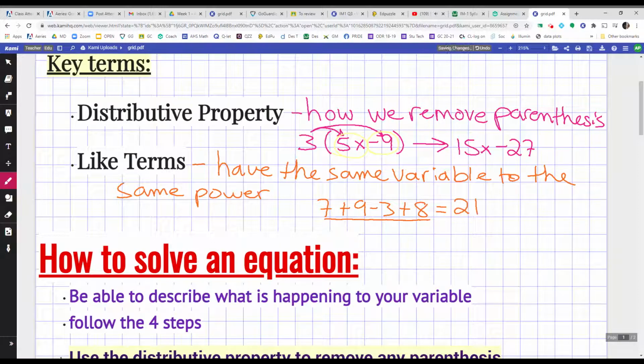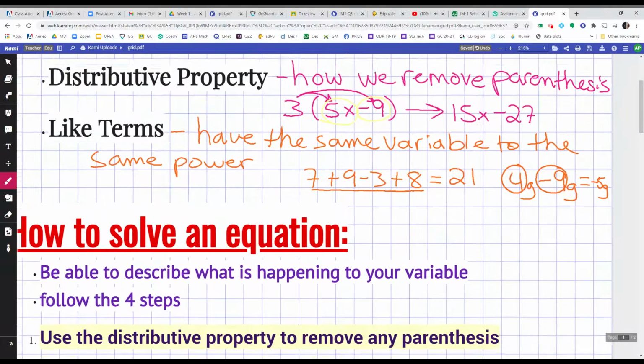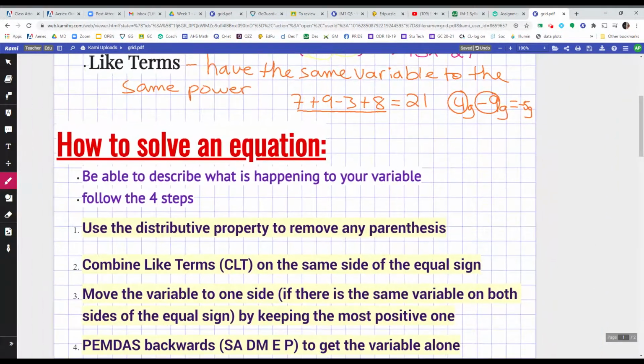Or you could have like 4g minus 9g. Well, they have the same variable, g, to the same power, 1. So all I'm going to do is combine the 4 and take away 9 from it. Negative 5g. 4 g's, take away 9 g's. I'm short 5 g's. Hopefully I'm not, but that's one way to think about it.